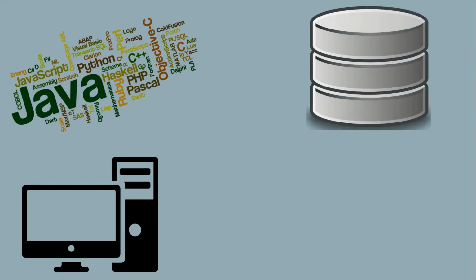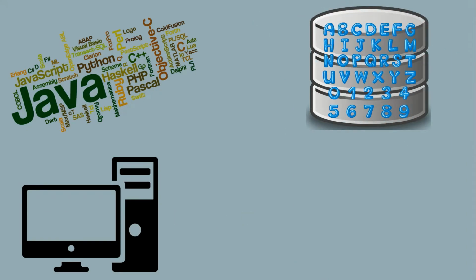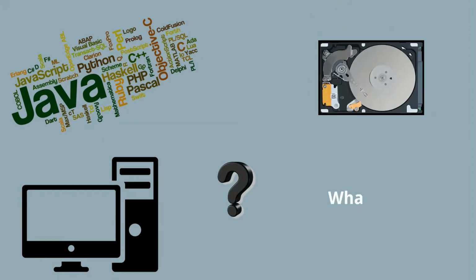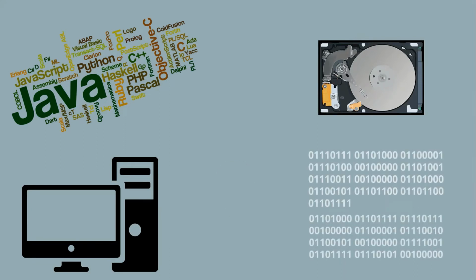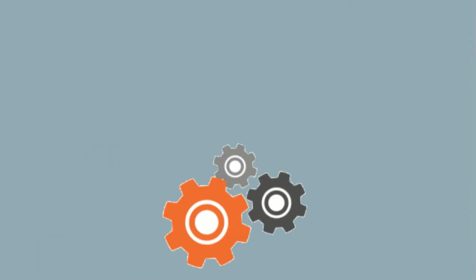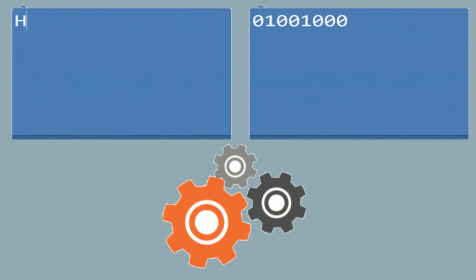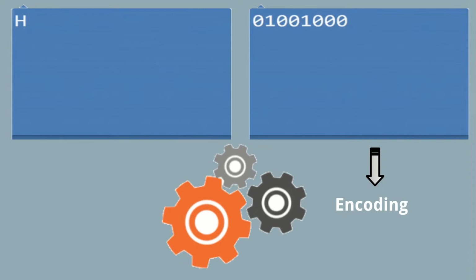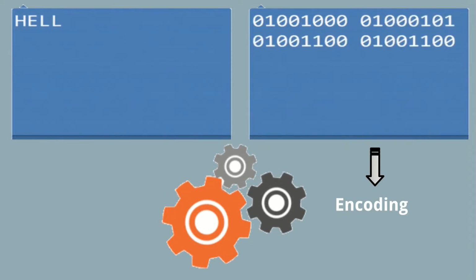Computer stores all characters as numbers on hard disk because computer doesn't know what is hello or how are you. Computer converts that into these numbers, zeros and ones, and that's how it stores that into the hard disk. The process of converting that data into binary code is called encoding. Now, to better understand, let's visualize it.